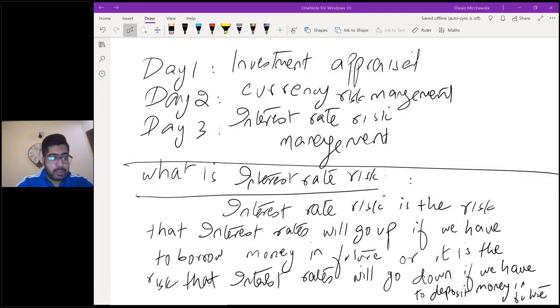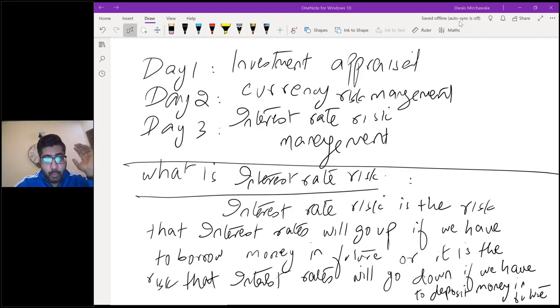Okay, so remember yesterday when we discussed currency risk management, the first thing I taught you was what exactly currency risk is. Remember the definition from yesterday's class, that currency risk is the risk that currency rates may go up if you have to pay someone in future, or currency rates may go down if you have to receive money in future. That was currency risk, and then we studied how to manage it.